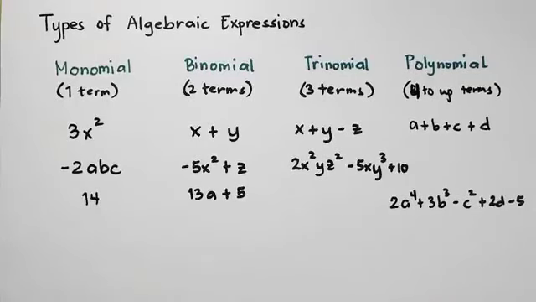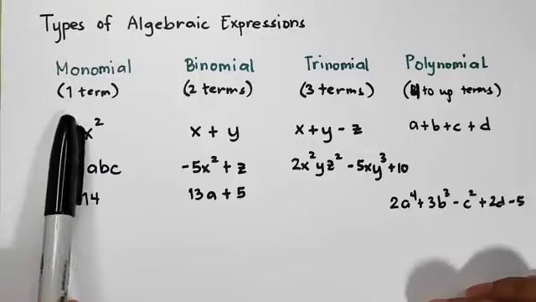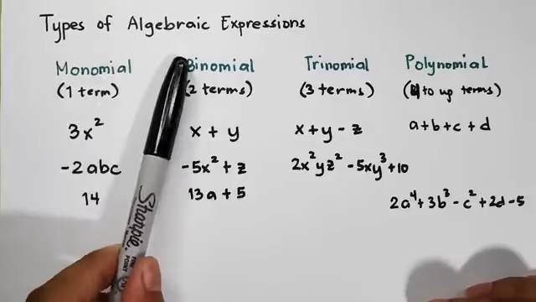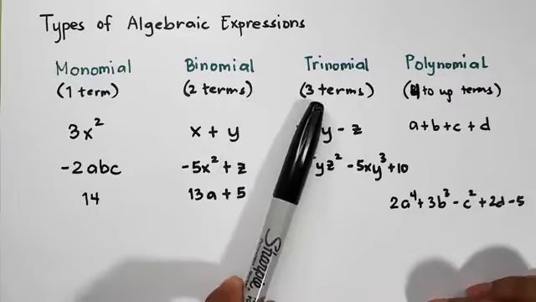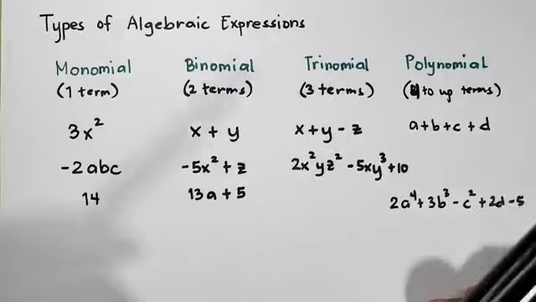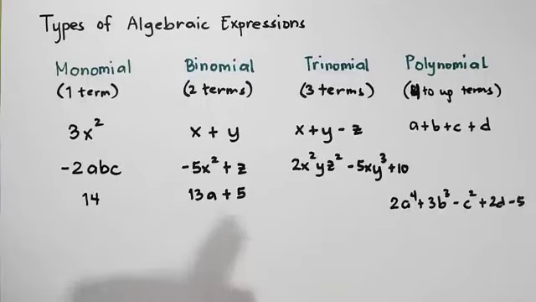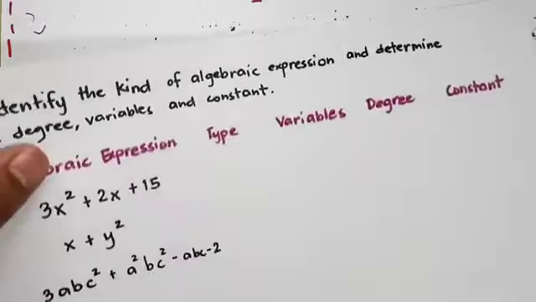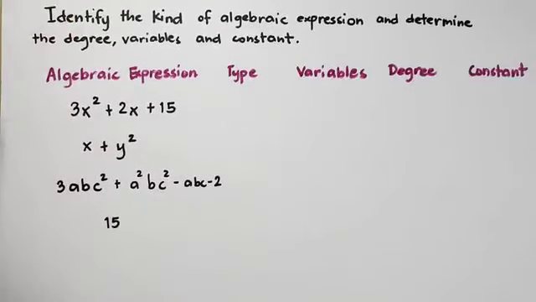So I hope guys na nakuha niyo yung mismong concept about the different types of algebraic expression. Let's have a review first. When you say polynomial, monomial is 1 term. Binomial is a 2-term expression. Trinomial is a 3-term algebraic expression. So when you say polynomial, this one is 4 or more terms of a kind of algebraic expression. In the next part of our video, we will try to identify the type of expression, the degree, variables, and constant.